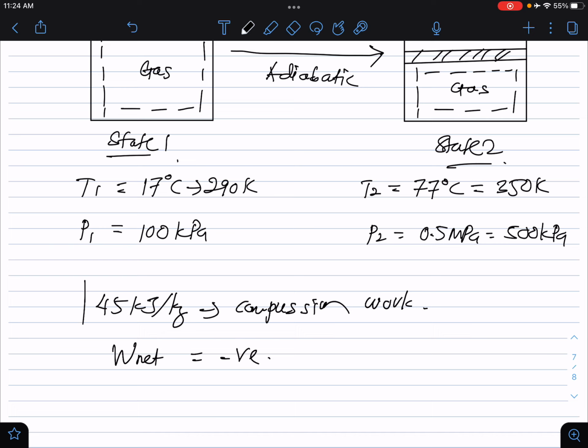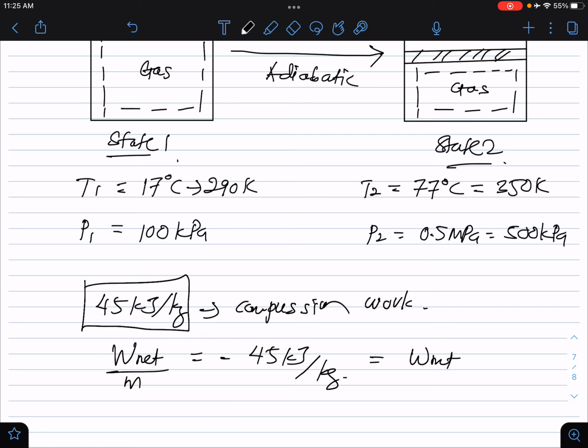So in order to put this 45 kilojoule per kilogram, which is basically the work per unit mass, this is equal to a negative value of the amount. If the amount is 45, you need to put here minus 45 kilojoule per kilogram. This is how we express this, or you can just write it as a small w. This is the first thing that you need to write. If you write the net work as positive, for sure you will have the wrong answer.